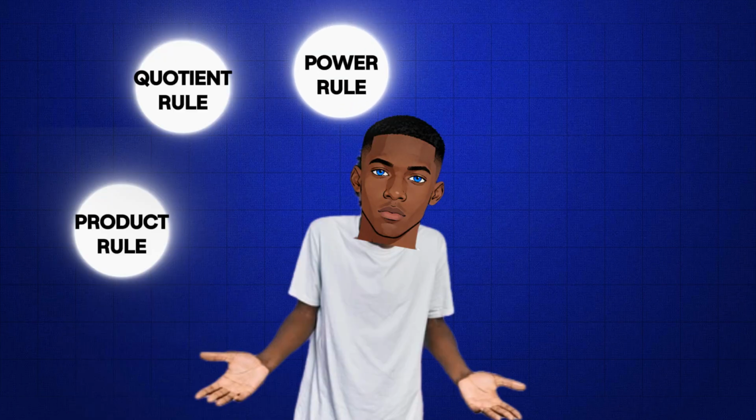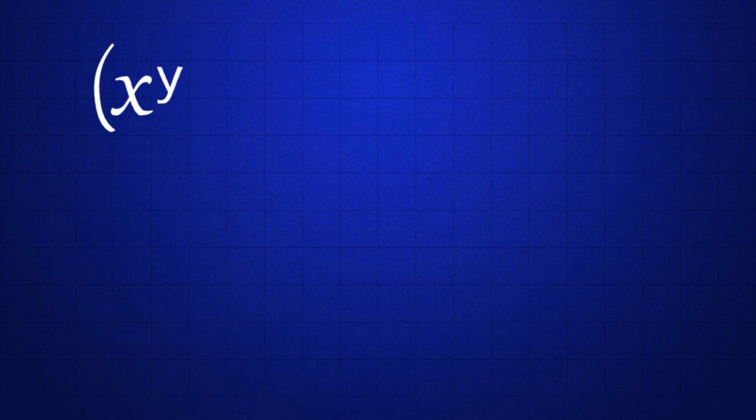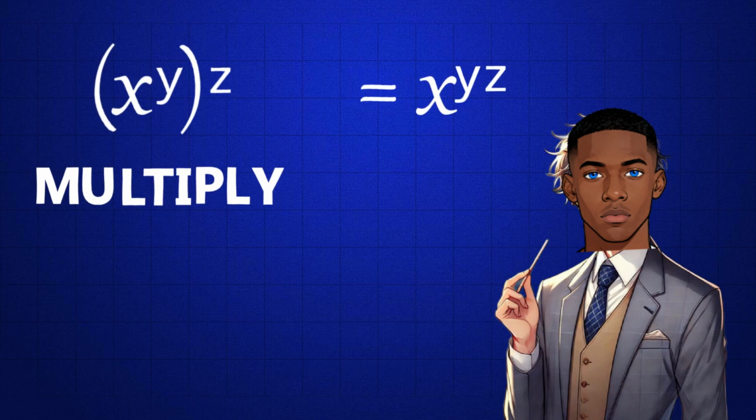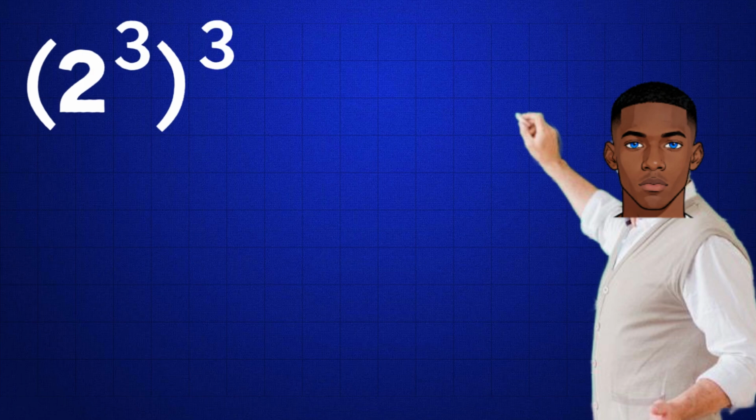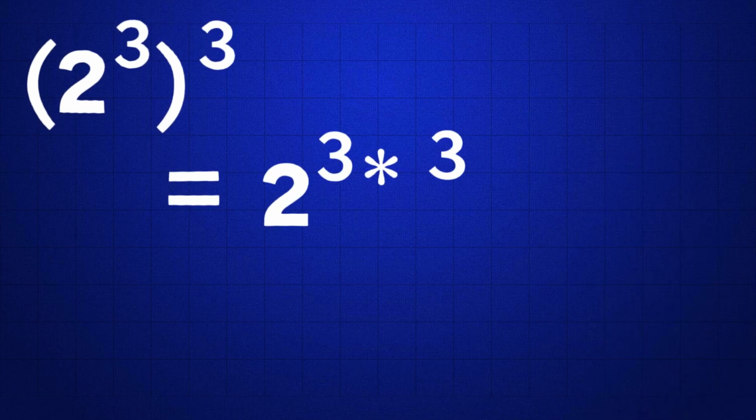The power rule. If an exponent is raised to another exponent, you simply multiply the exponents. So for example, 2 to the power of 3 raised to the power of 3 again. This becomes 2 to the power of 3 times 3. So you multiply the exponents and it becomes 2 to the power of 9.